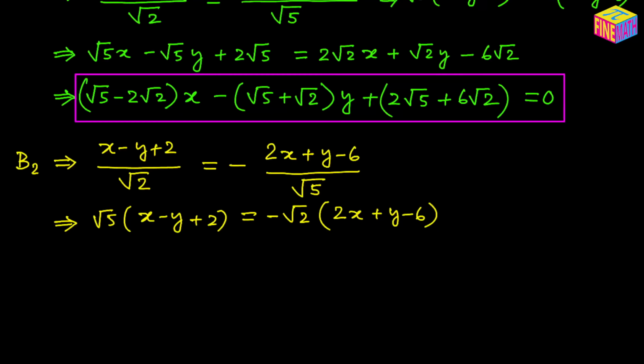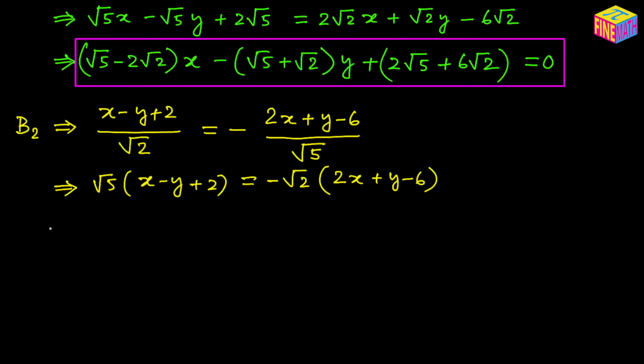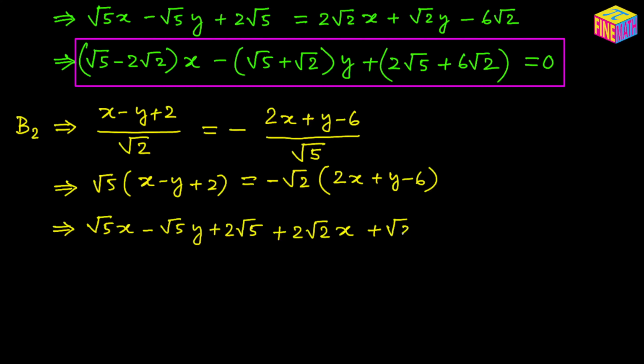And if we bring everything to the left hand side, then we are going to get something like this. It would be square root of 5 times x minus square root of 5 times y plus 2 times square root of 5, and then plus 2 times square root of 2 times x, and then plus square root of 2 times y, and then minus 6 times square root of 2. All of that is equal to 0.